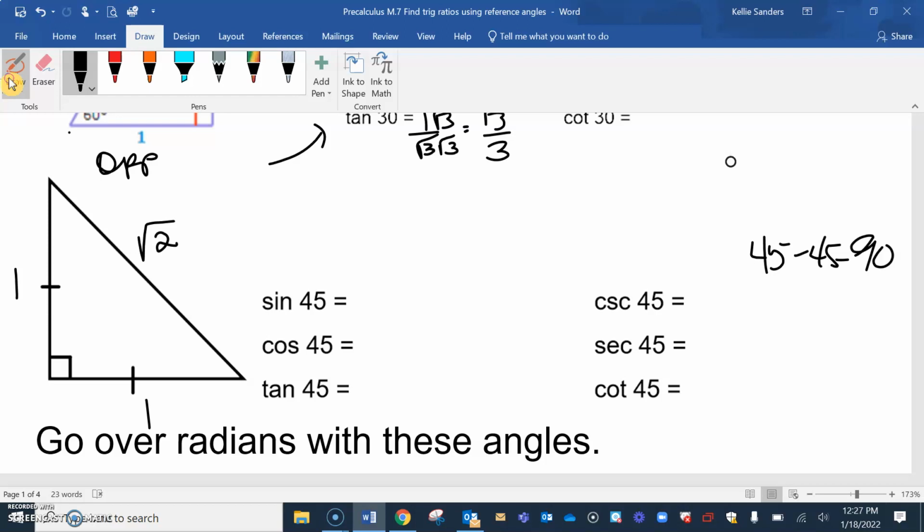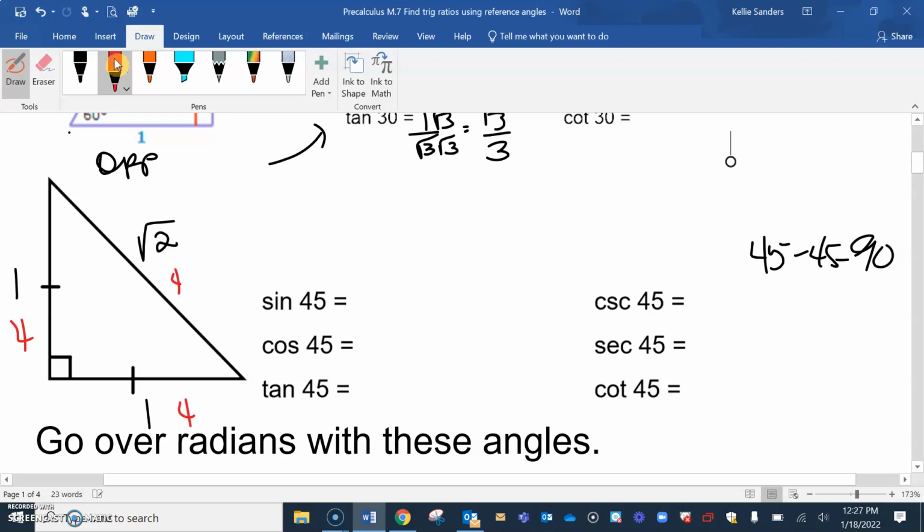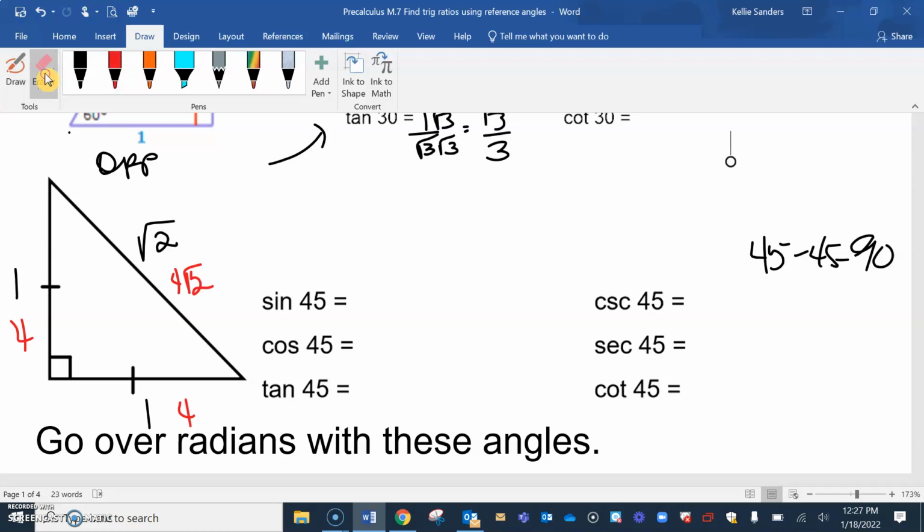And just for reference, if this side was 4, then this side was 4. And if we did the Pythagorean theorem, this side would be 4 square root of 2. Okay, so it really doesn't matter how big the sides are.